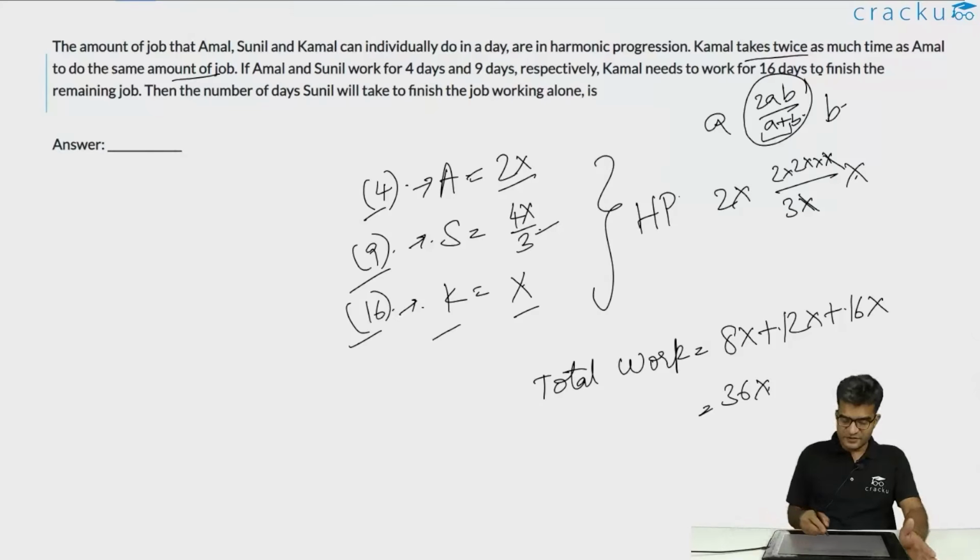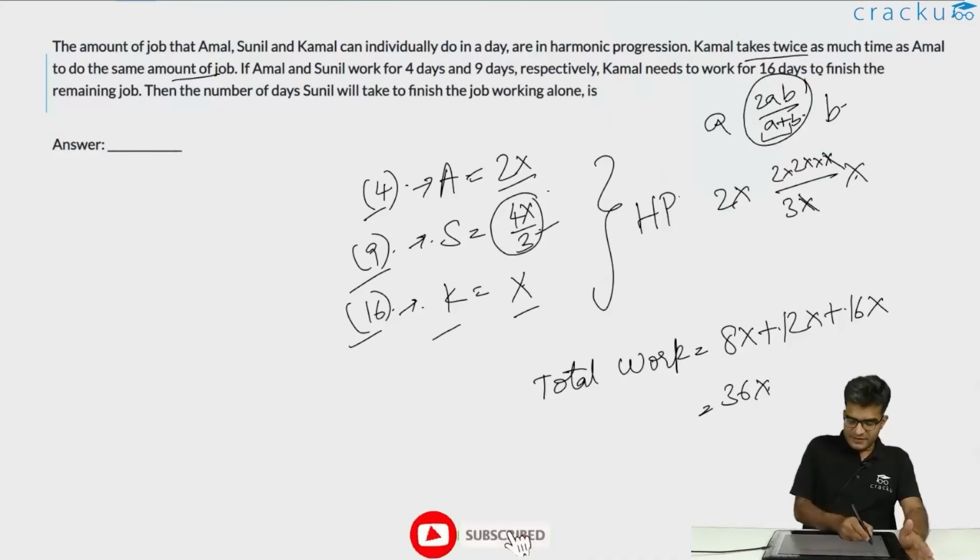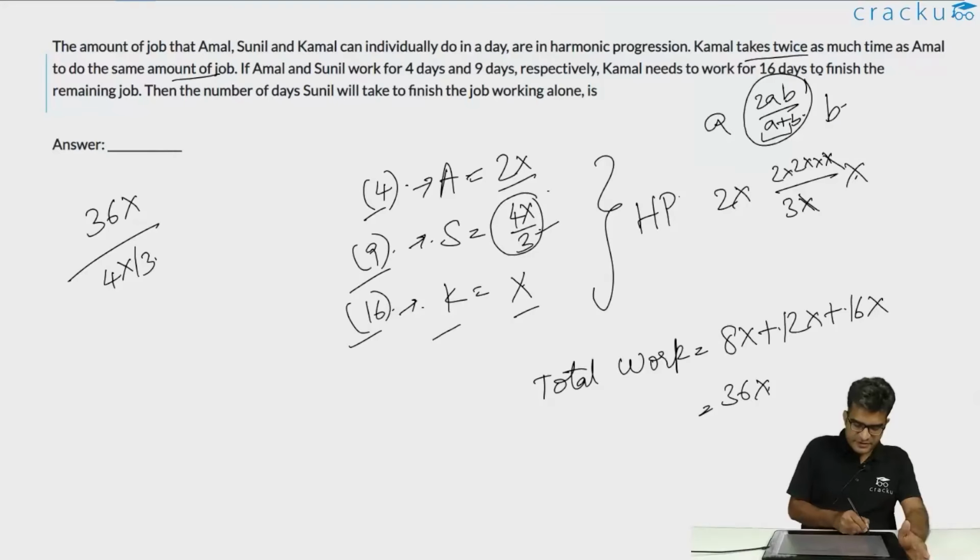So how many days will Sunil alone take to finish the job? That will be 36x divided by 4x by 3, which is equal to 27 days. So the answer for this question is 27.